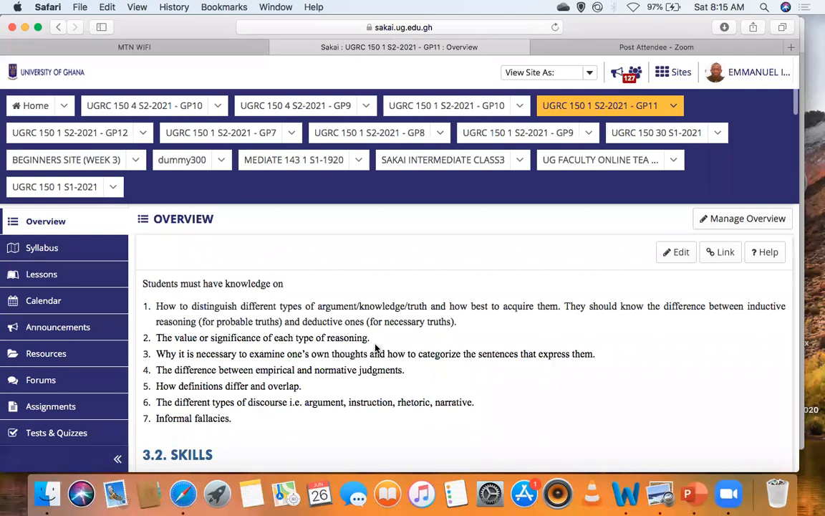So the normative refers to those things that we think we should be doing or we shouldn't be doing. And the empirical is concerned about what is and what is not. But the normative is concerned about what should be, what should not be, what ought to be, what ought not to be. So that's the basic distinction between the empirical and the normative. And then the next big thing we'll see in this course is definitions. That's number 5: how definitions differ and overlap.